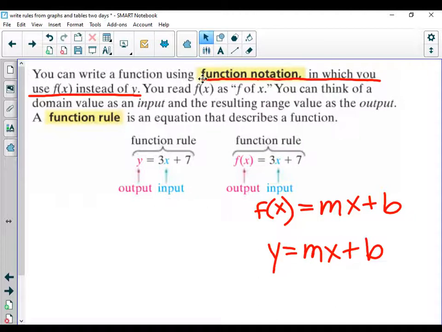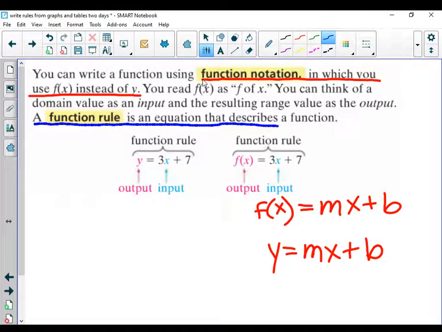Also, did you keep reading? So then when it says a function rule is an equation that describes the function. You know, AKA graph. On that half sheet that you just turned in, it gave us the function rule. You made the graph. So basically, this is going to be the opposite. We look at a graph, and we try to write the function rule.